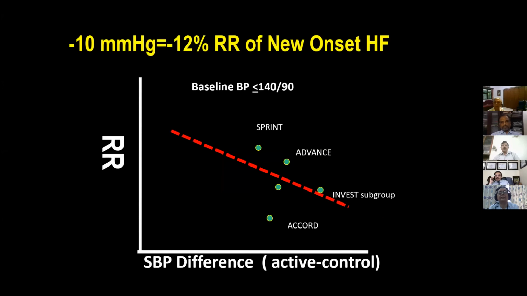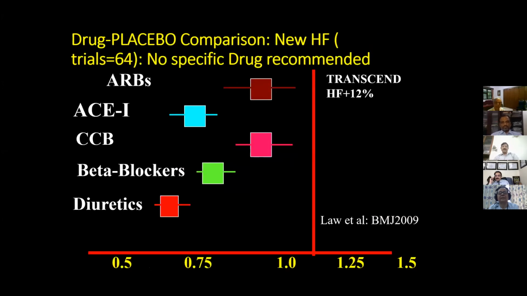Which drugs prevent heart failure? Which antihypertensive drugs prevent heart failure? All antihypertensive drugs are known to prevent heart failure. The most effective are diuretics and ACE inhibitors, and least effective are calcium channel blockers and angiotensin receptor blockers.